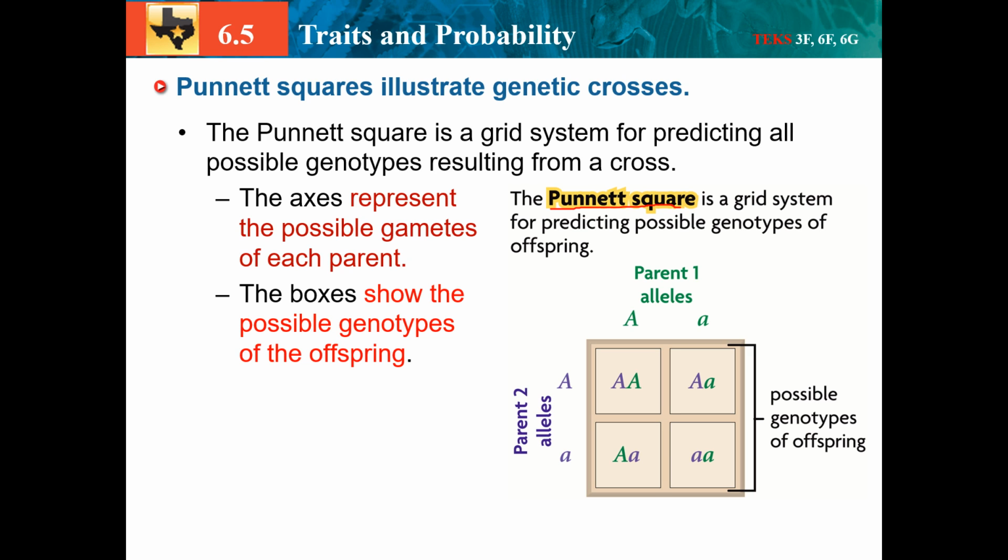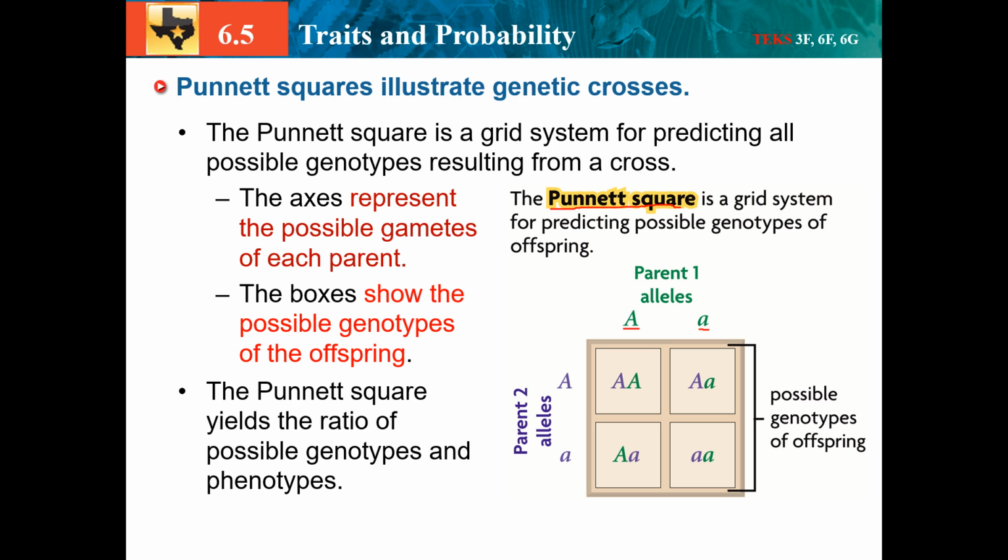An allele would be this capital A right here, and this lowercase a would be a different allele. These alleles code for different phenotypes, where this genotype represents a phenotype or some physical trait. The boxes in this Punnett square show the genotypes of the offspring. These are the parents, parent 1 and parent 2, and these are the genotypes that result. The Punnett square is going to yield the ratio of the possible genotypes and phenotypes.